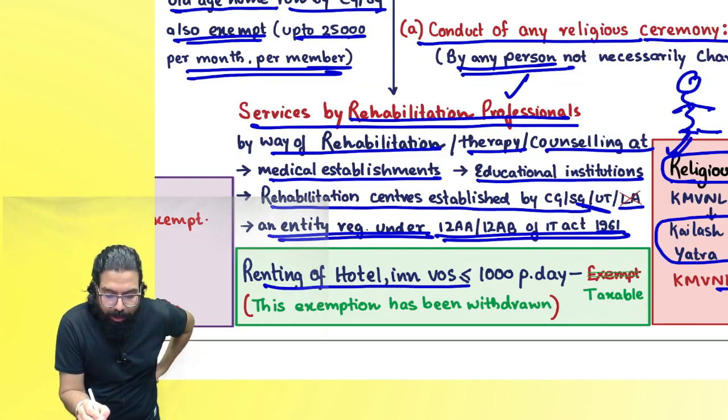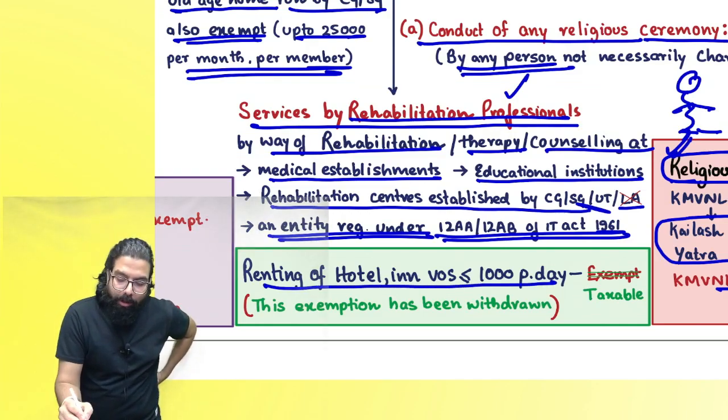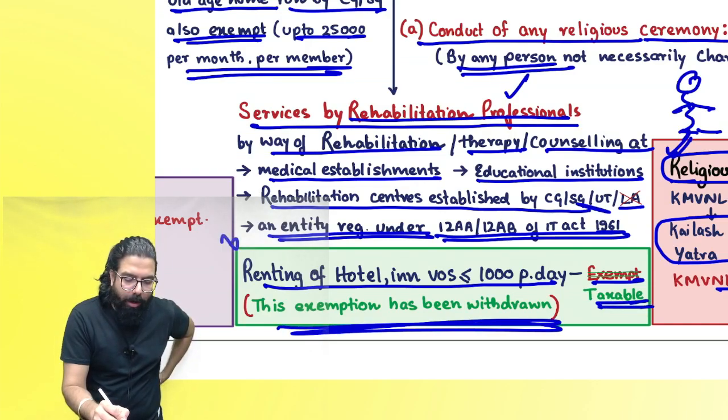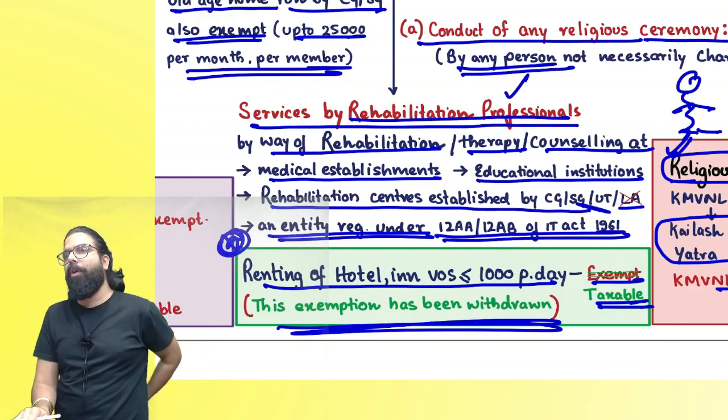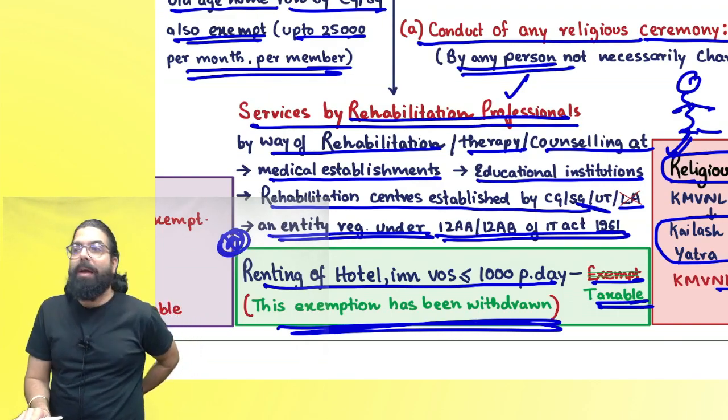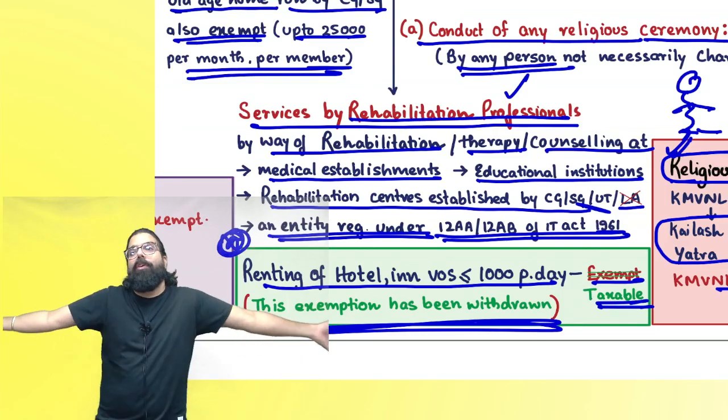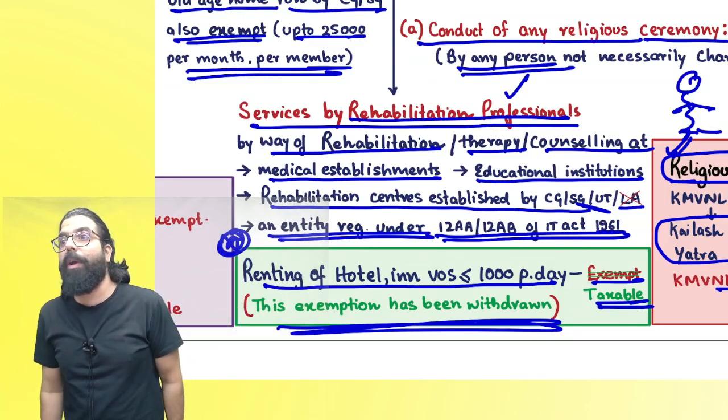Sir, renting of hotel accommodation where the value of supply is less than or equal to 1,000 was exempted. Now it is taxable, the exemption has been withdrawn. Please be very careful, everyone. You go to stay in a hotel, even if they are charging you 1,000, 500, 200, 300, they will go ahead and charge you GST. Can I go ahead, everyone?